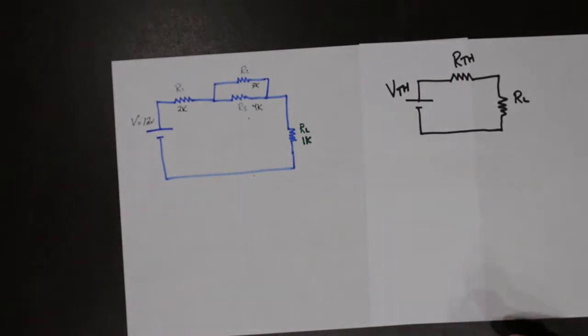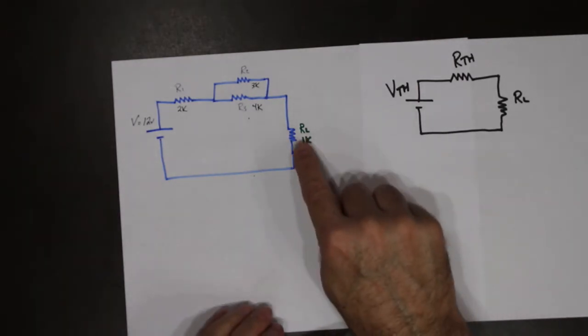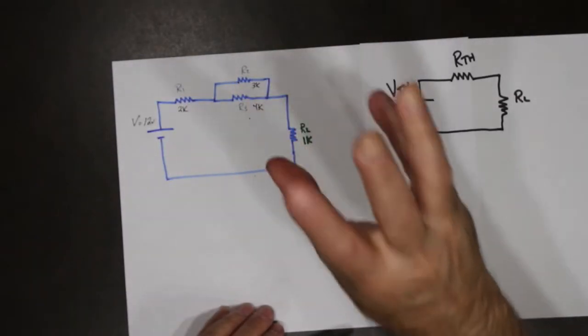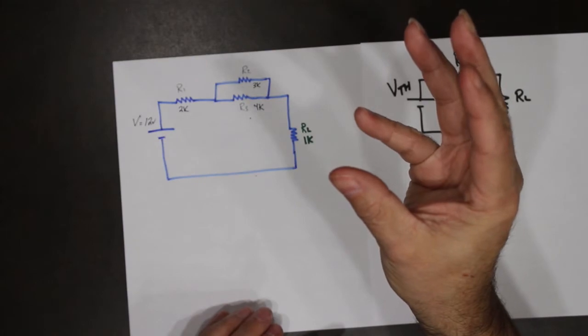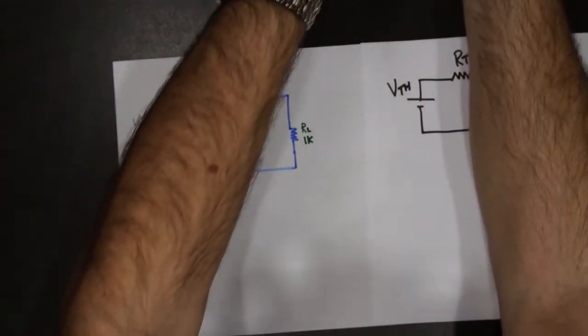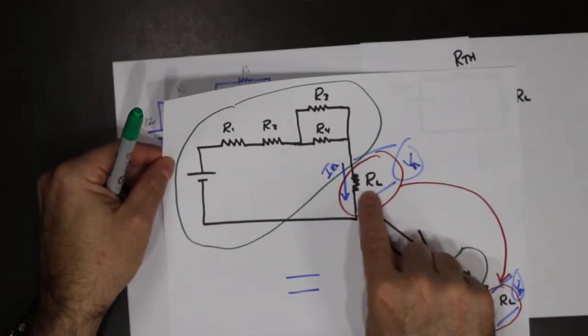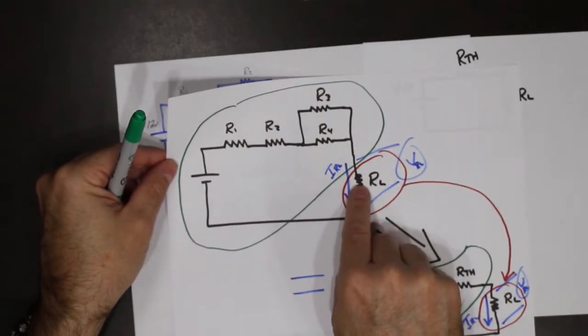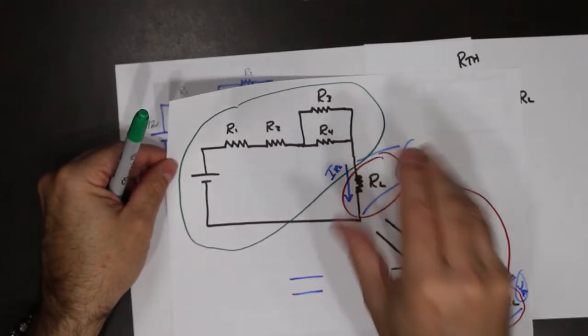The first step you must do in all of these cases is remove the load. So from the original circuit, we're going to take the load out. Why? Because if I bring back this diagram, the load is not part of the equivalent. So the load comes out.